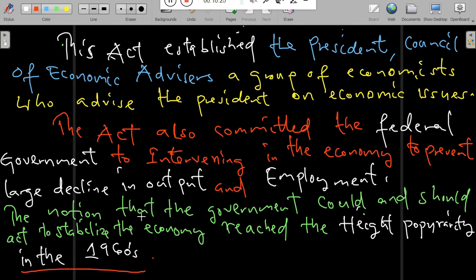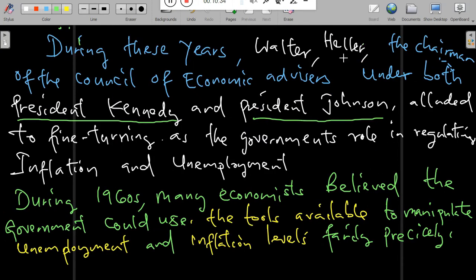So this act established the President's Council of Economic Advisors. They started to apply and reinforce policies to make sure we stabilize the economy, to rescue the economy from the effects of the Great Depression.